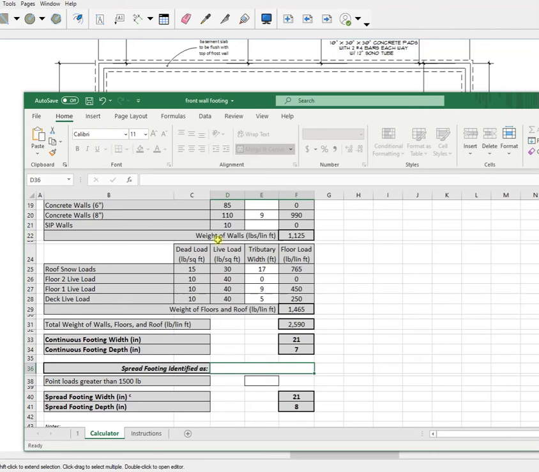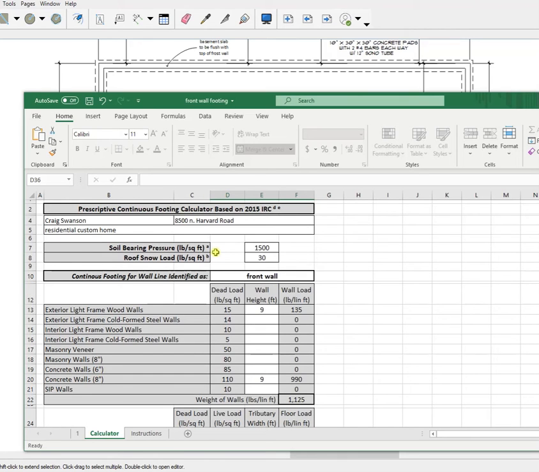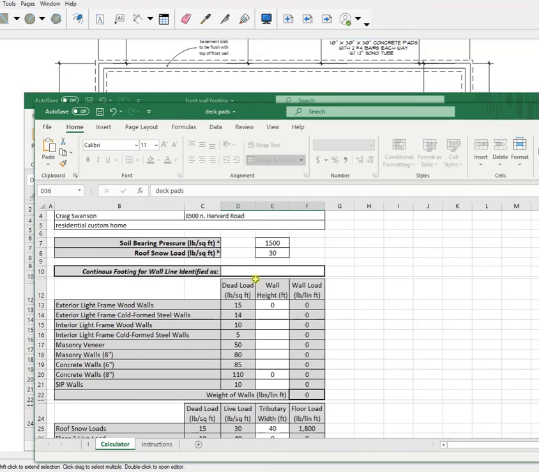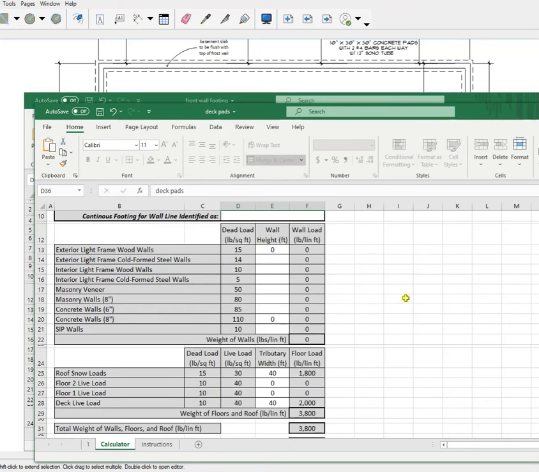So again, now I printed it out. Well, first I did mark it as that, and then I just save as with the other ones. Okay, now I'll show you the deck pads. It doesn't have any wall on it or any of this stuff. None of it applies.